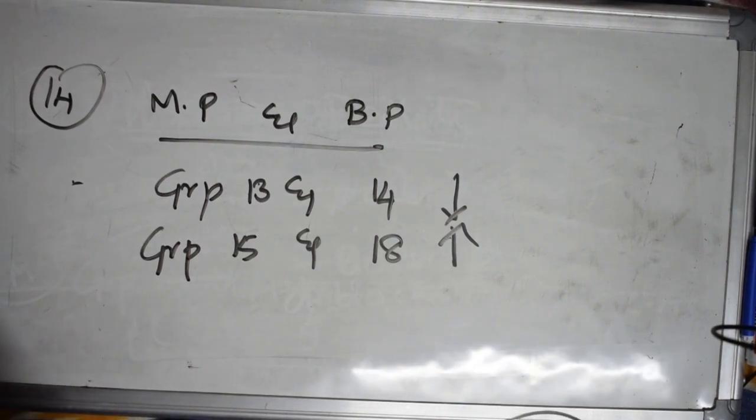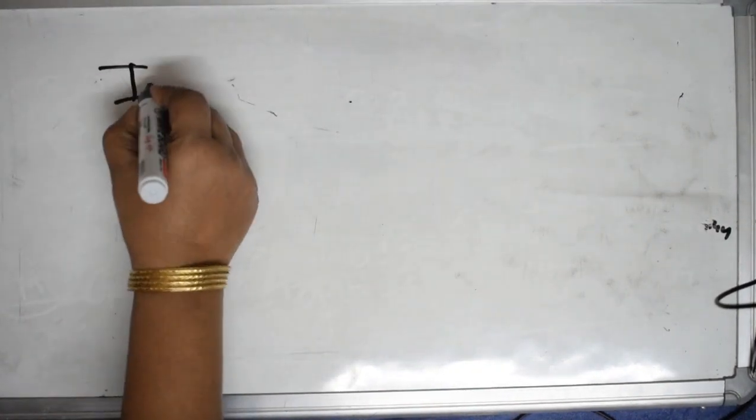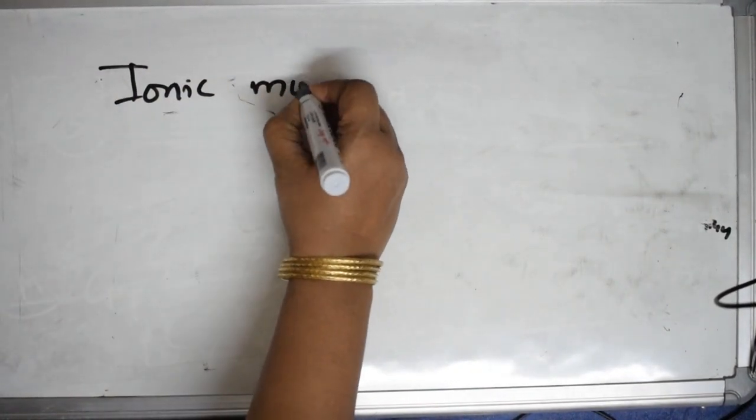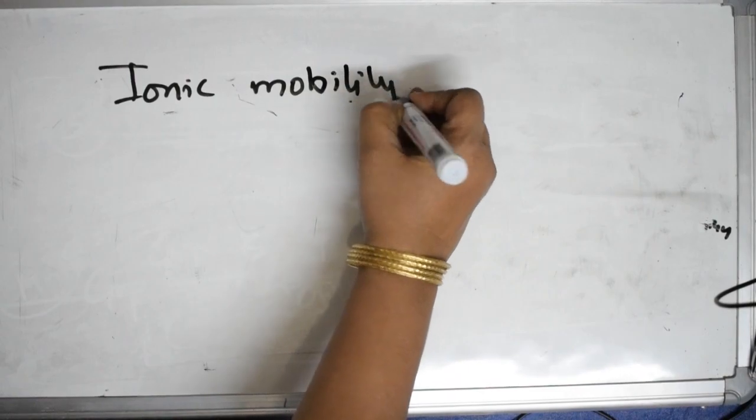Okay, right. So after the 14th trick, students, let me come and do the 15th trick now for you, that is ionic mobility. Here let's see the concept of ionic mobility. What is the trick I need to remember in ionic mobility?